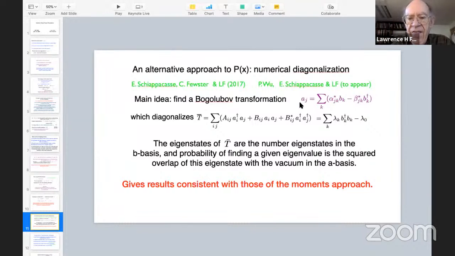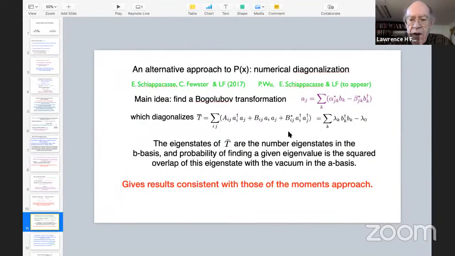a change of basis, where you transform the annihilation operators from one set to a new set involving the B's. You find a set that basically kills off the off-diagonal terms and also the i not equal to j terms, and renders the operator in this form. And this form is diagonal. The eigenstates here are just number eigenstates in the new basis. So we know what the eigenstates are, and the probability of a given eigenvalue is just the squared overlap of this state with the vacuum. The physical state is the vacuum.